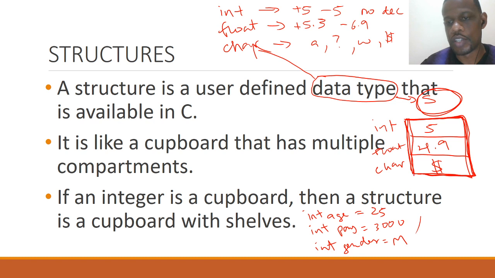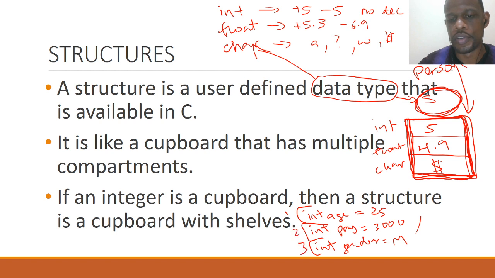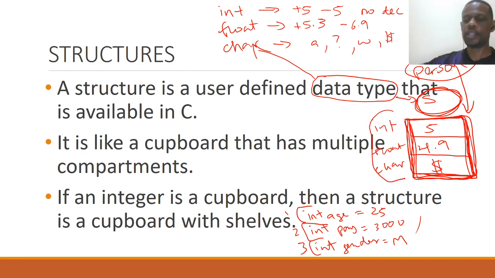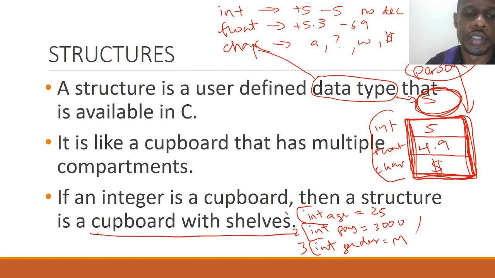What a structure does is create one big container to hold all of that for this one person, and it just gives it one name, like person. Everything that pertains to that person will be in here. So instead of having three separate variables, you have one variable name called person that has three sub-variables inside of it that you can use to store the information. So a structure is like a cupboard with shelves.